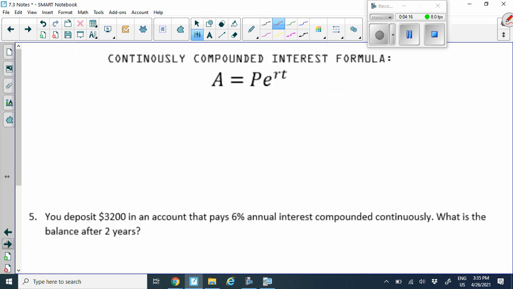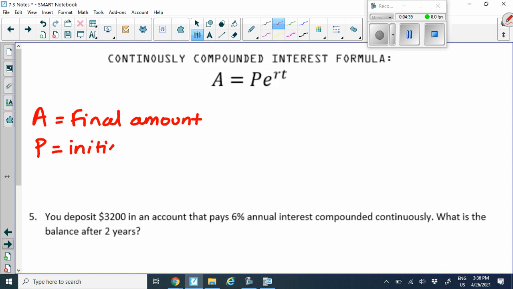You get minusculely larger there, okay? So continuous compound interest, that's going to be A equals P times e to the rt. One other thing I like to say is call it PERT, okay? So here, A is going to represent our final amount. P is going to represent, once again, the principal or the initial amount.